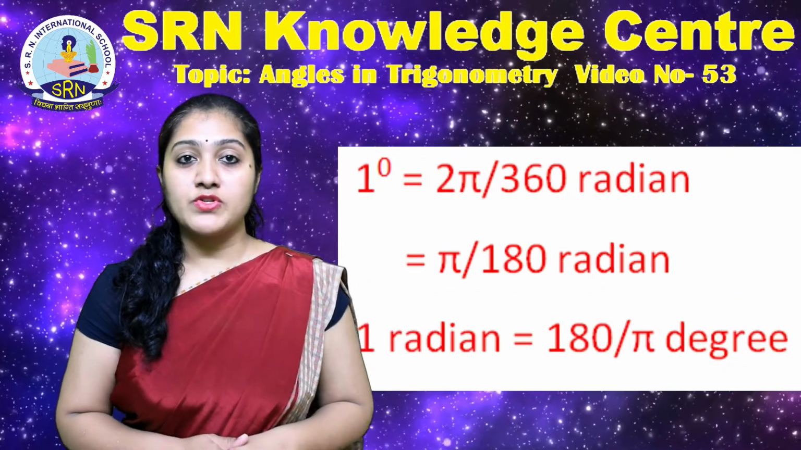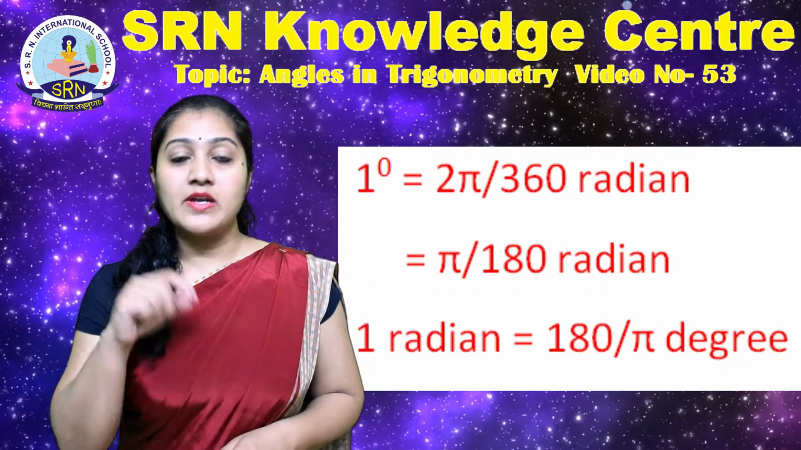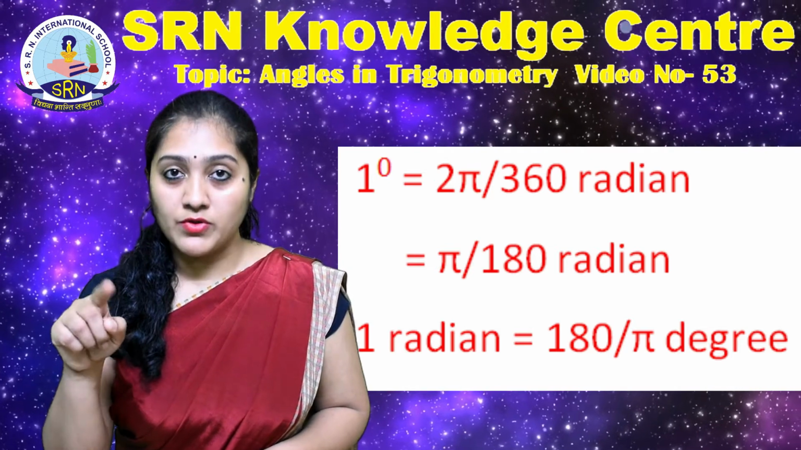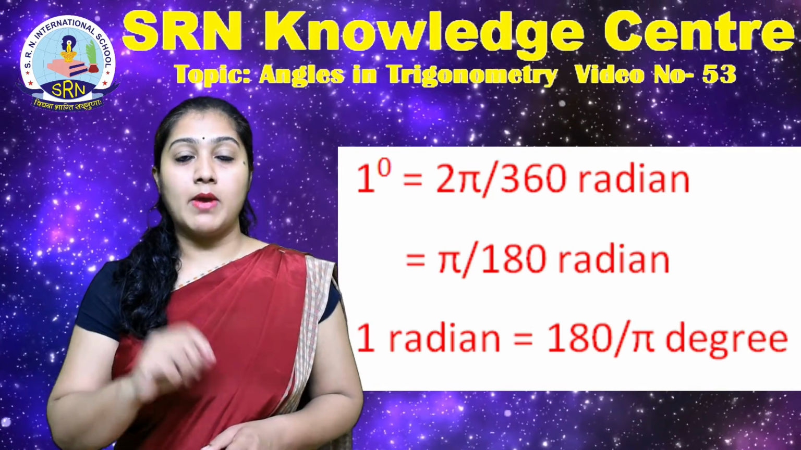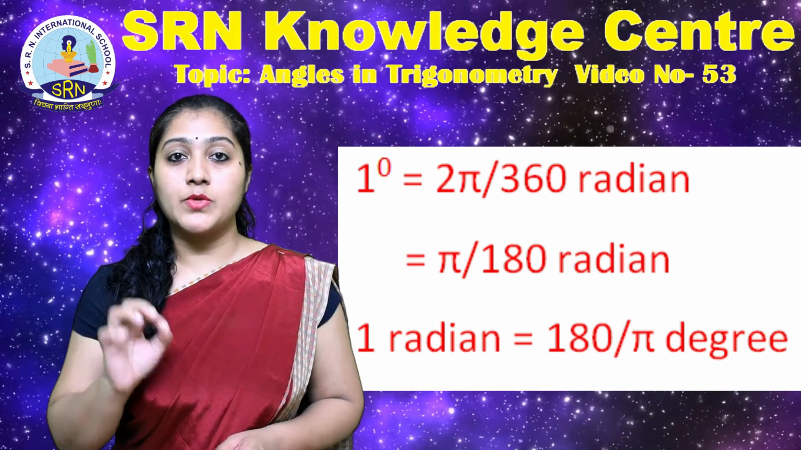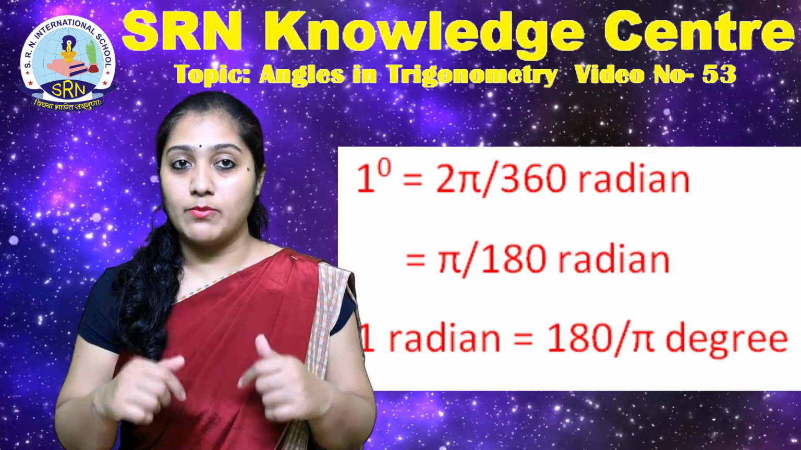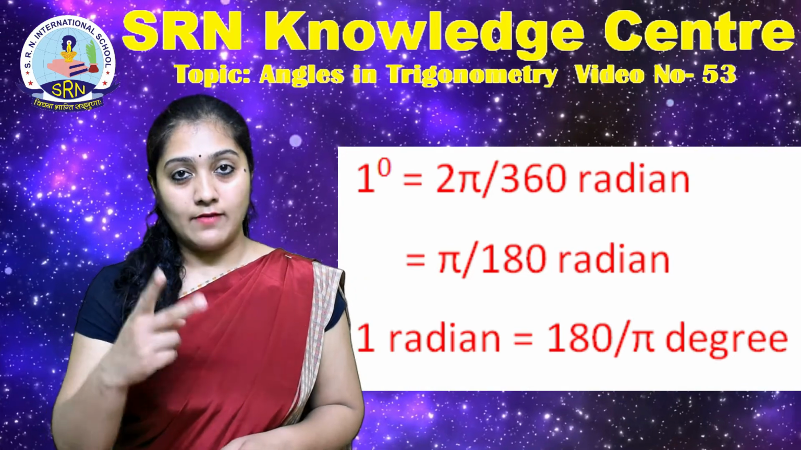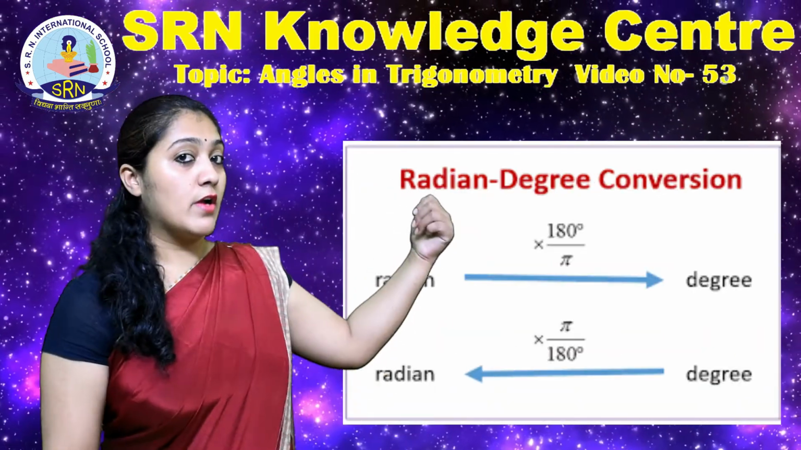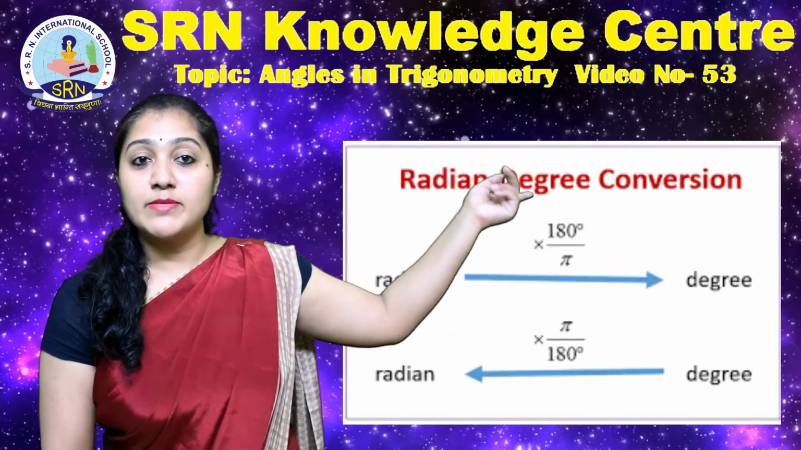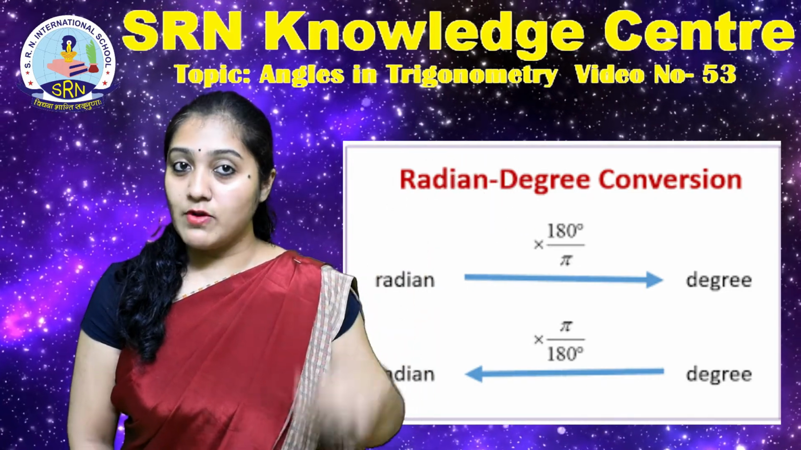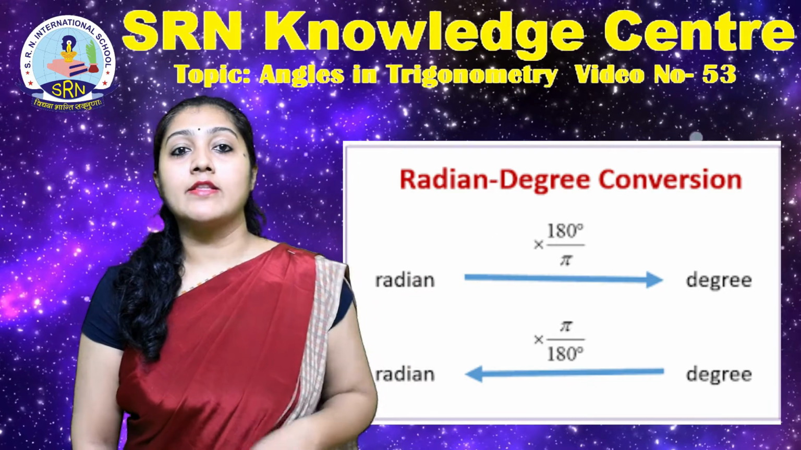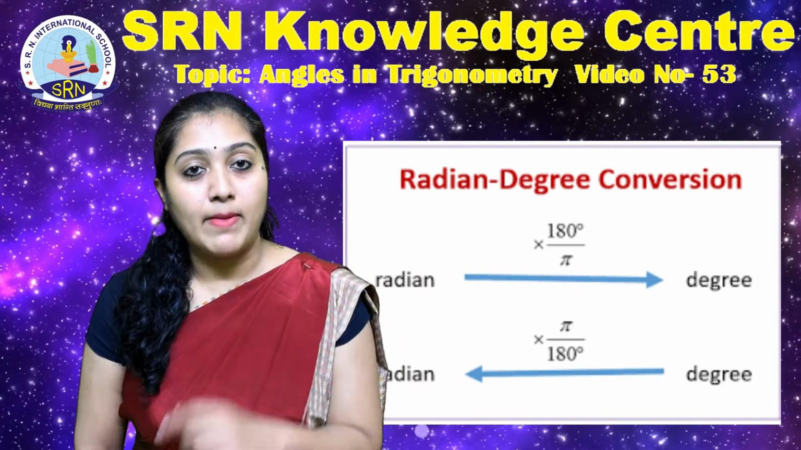On dividing both sides by 360, we get 1 degree is equal to 2 pi upon 360 radian, or pi upon 180 radian. Similarly, if we divide by 2 pi on both the sides, we get 1 radian is equal to 180 upon pi degree. Therefore, we have two formulas. To convert from degree to radians, multiply the degree measure by pi by 180. To convert from radian to degree, multiply the radian measure by 180 by pi.